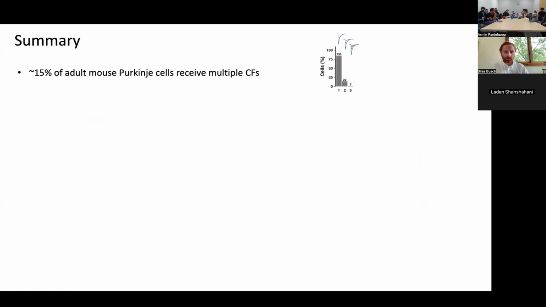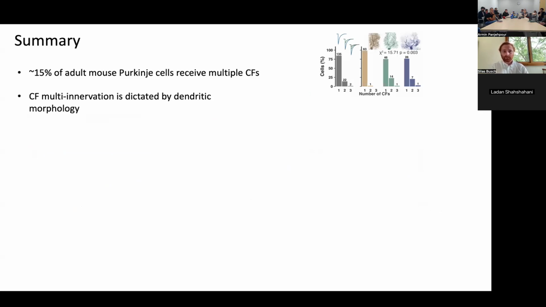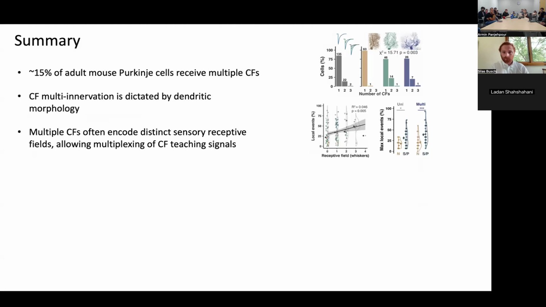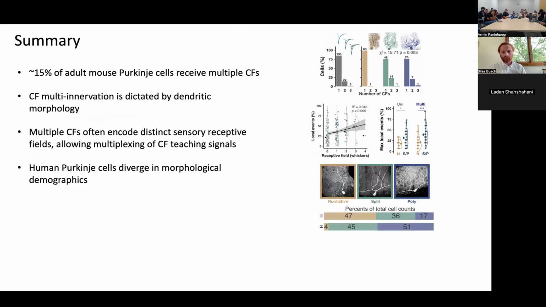So let me summarize what I showed you. First, 15% of adult Purkinje cells in the mouse receive multiple climbing fibers, so it's not universally a one-to-one relationship. This lack of a one-to-one relationship is dependent on morphology. I showed you that the presence of multiple climbing fibers appears to be allowing these cells to multiplex distinct, at least to some extent, distinct teaching signals, which could differentially influence computation within the two dendrites.